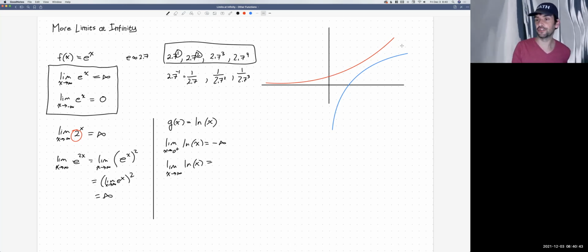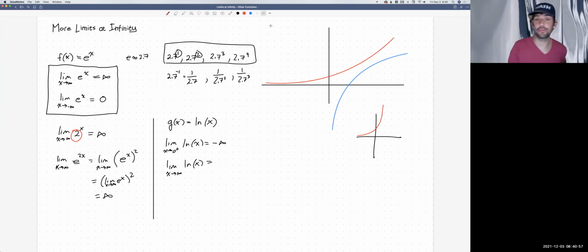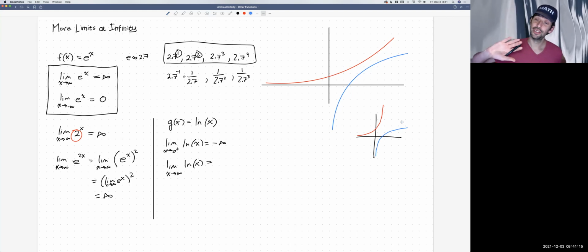We can think about it as being the inverse of the exponential, right? If we zoomed this graph out, let's do a little quick sketch. If we zoomed out, the exponential gets really steep, but it never gets perfectly vertical. Just like the natural log, it's really flat, but it's never perfectly flat. It's always increasing, right?